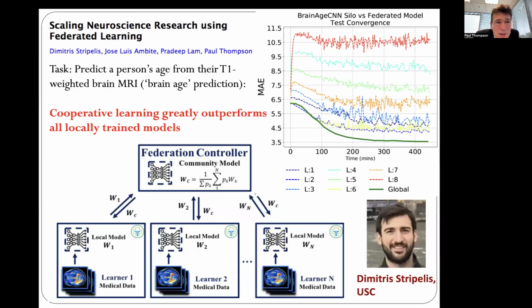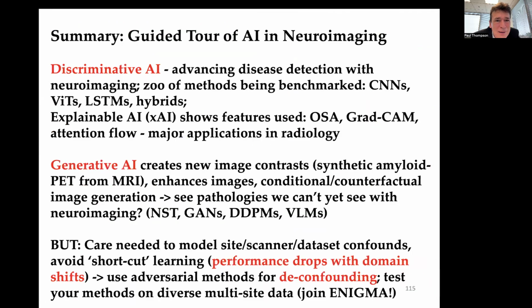So this work by Jose Luis Ambite and Dimitri Stripelis trains a deep learning model to predict, in this case, the age of a person, but it could be their diagnosis, without ever centralizing the data. It just sends the model around to different sites, updates the weights in a way that improves the error on each data set, and aggregates a model by visiting data rather than having it all centralized. So this is a very exciting new direction in federated AI.